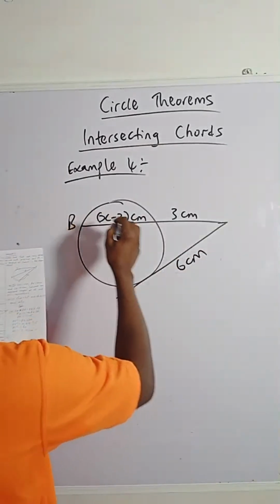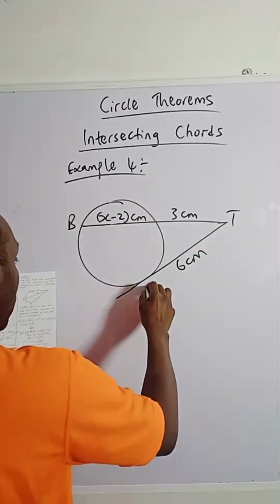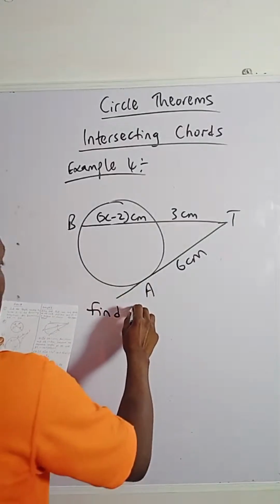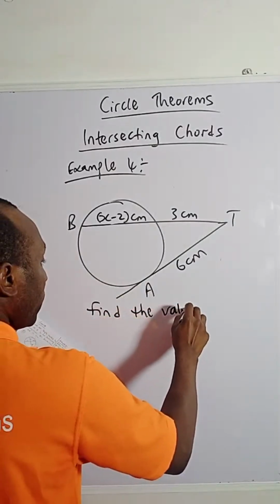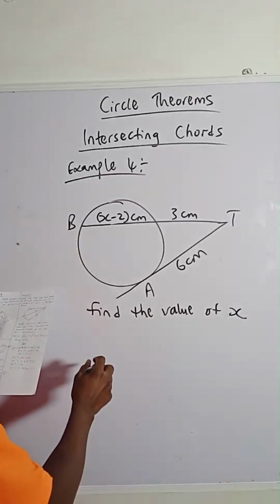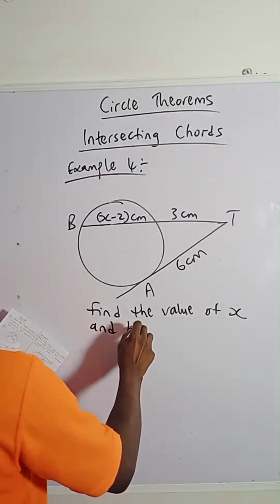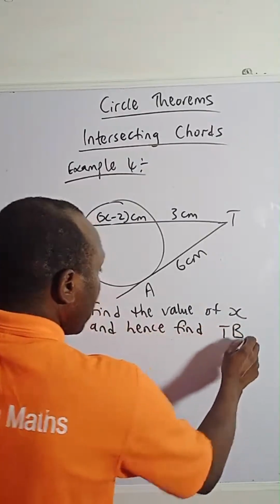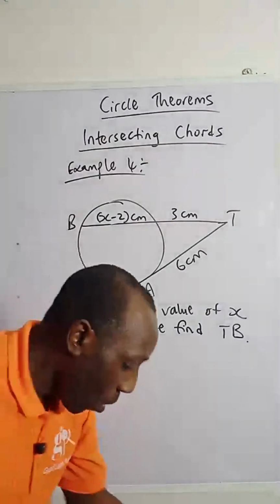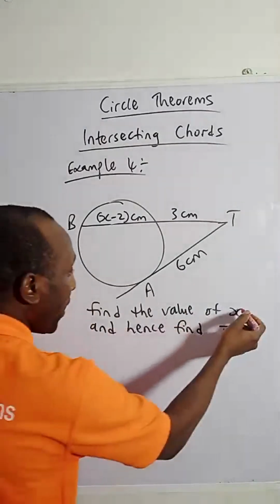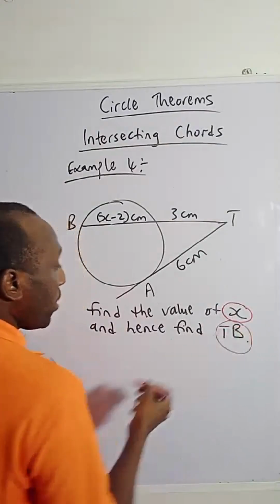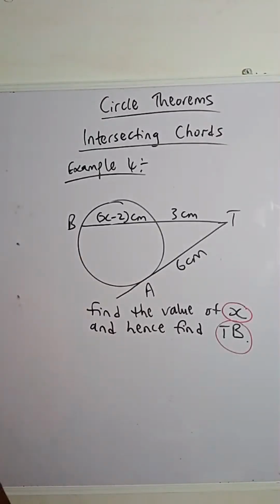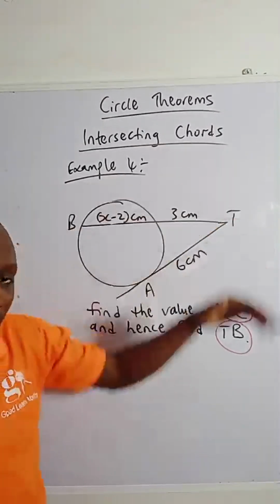Everybody, can we try this one? Find the value of x and hence find TB. So we are looking for two things here: x and TB. These are the two things we need to look for. Remember, this is a tangent and a secant.